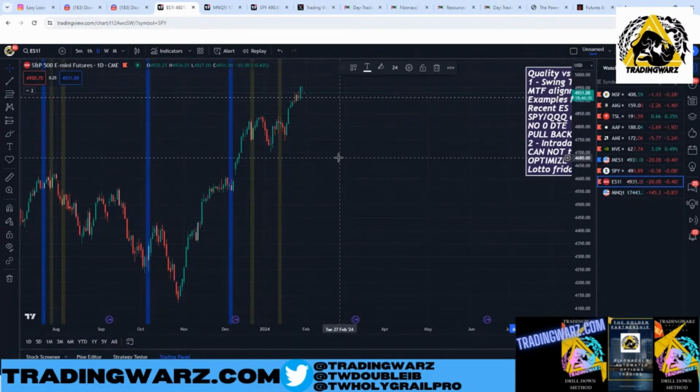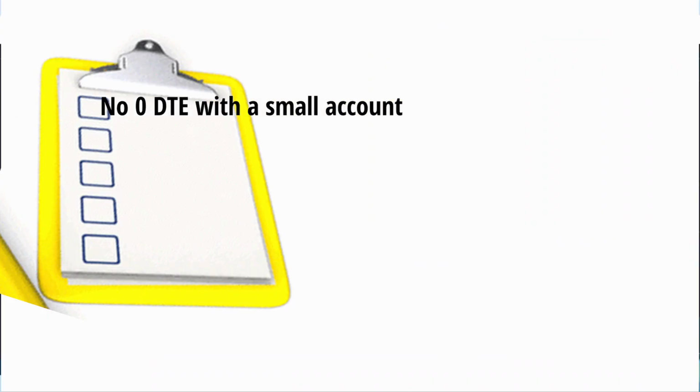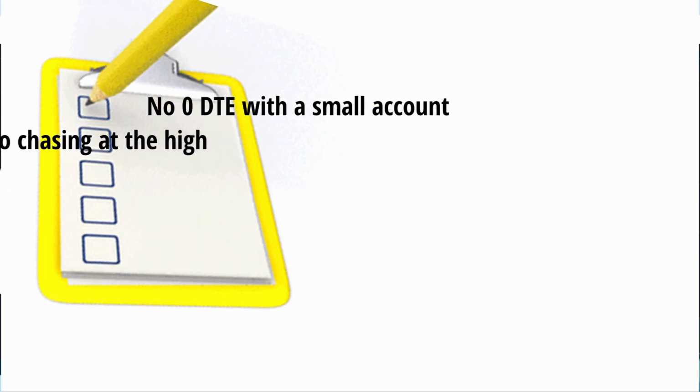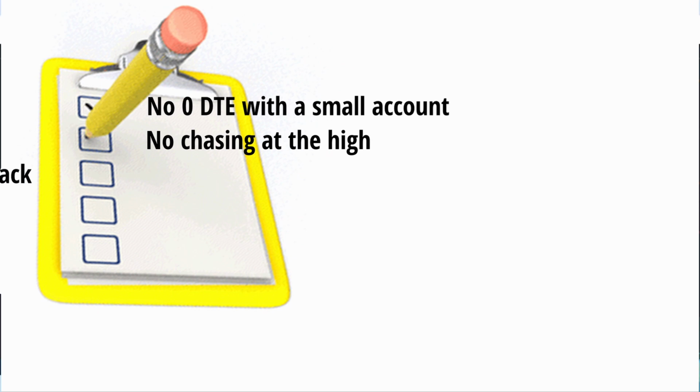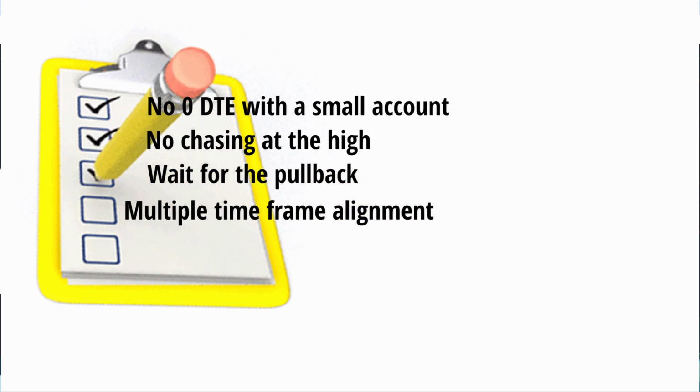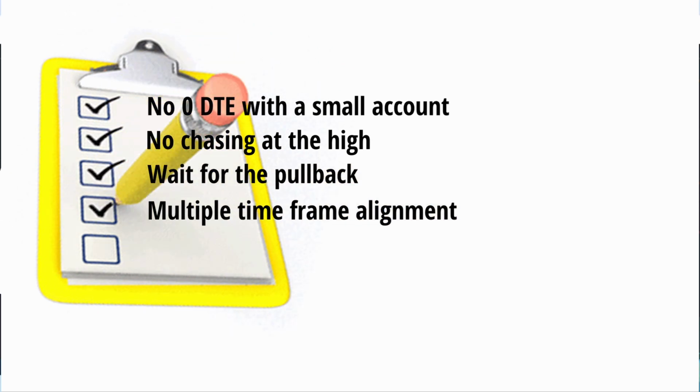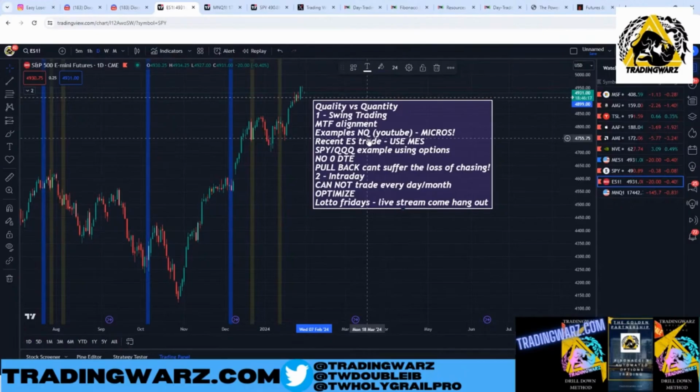All of these things, if you have the right habits, you're going to have the best chance to succeed. For me, habits come down to this: no zero DTE with a small account, no chasing at the highs, okay? Wait for the pullback, multiple time frame alignment, and also multiple indices analysis. Russell, NASDAQ, ES. If we can all line up, we can have a great trade.